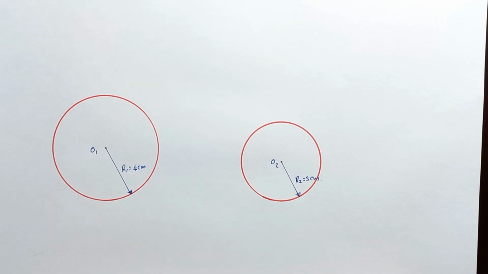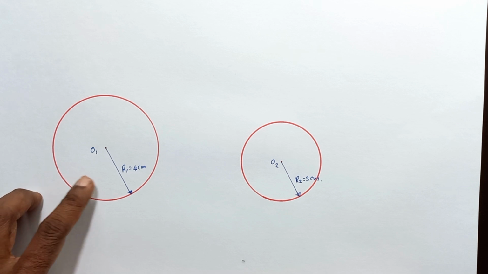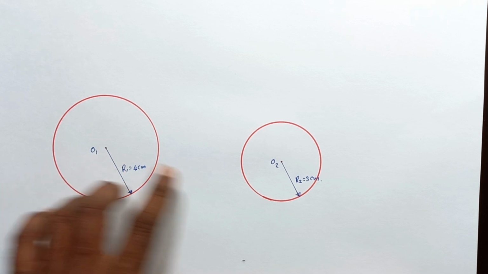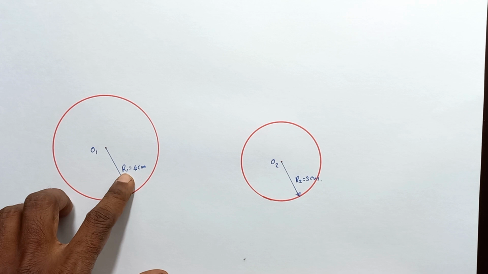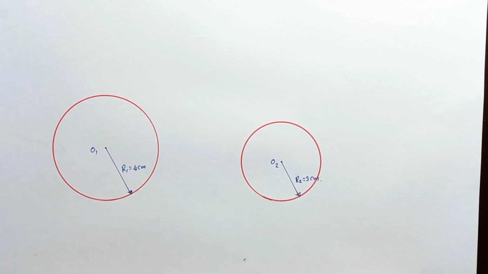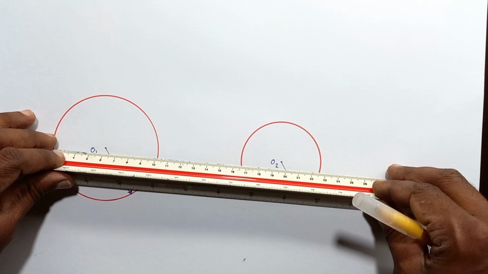In this video, I'm going to explain how to draw the transverse common tangent to the two given circles. Here you can see the two given circles, center O1 and O2, radius 4 centimeter, radius 3 centimeter. First of all, you have to join these O1 and O2.